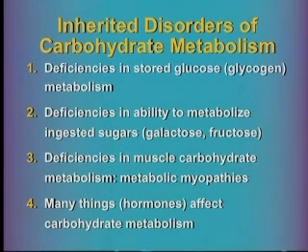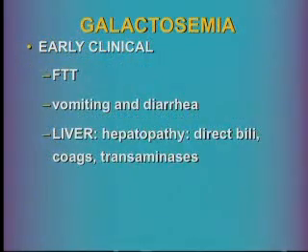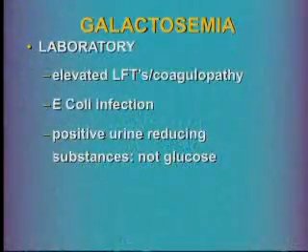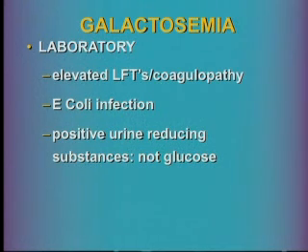So if you have galactosemia, you cannot break down galactose, and you get sick if you eat galactose. And the early clinical findings in galactosemia are failure to thrive, vomiting and diarrhea, liver involvement, definite liver involvement with coagulopathy, so that the liver makes the factors that make our blood clot, and they don't do that very well with galactosemia. And in the laboratory, they're more prone to E. coli infection, although, knock on wood, I have never seen that.